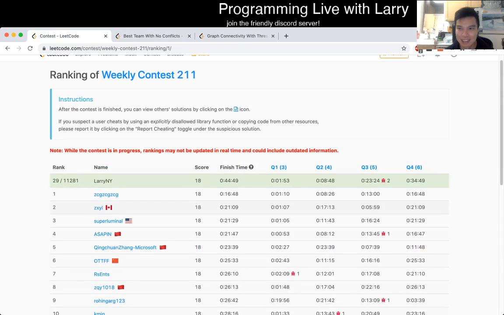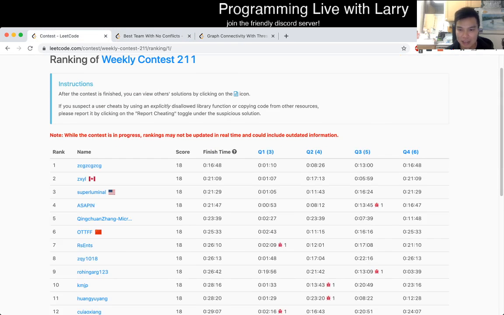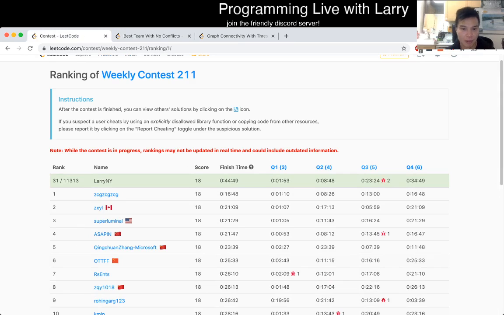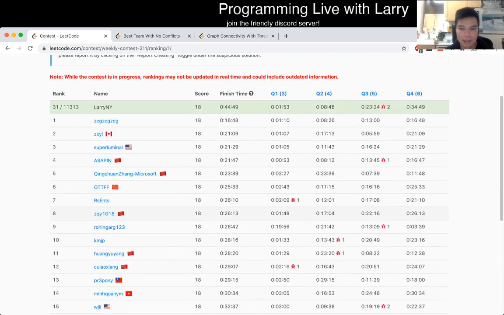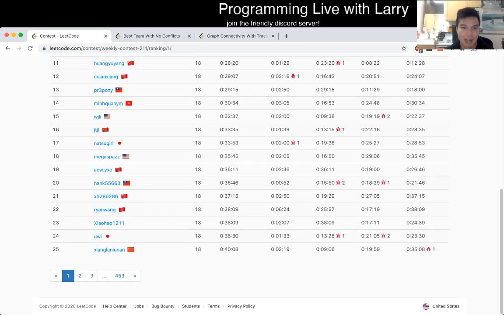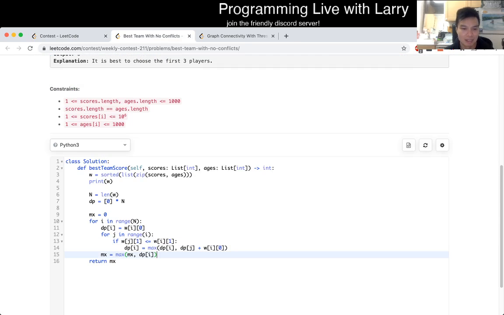My ranking keeps on going down, but I have another 3 or 4 minutes of penalties, maybe a little bit more. So that's this one. I got this really quickly, relatively, but I was just spending a long time debugging.